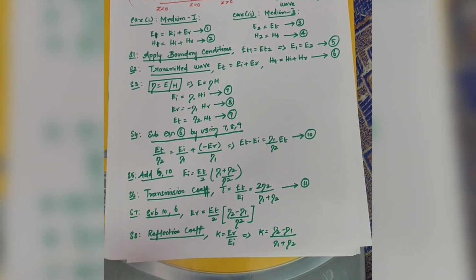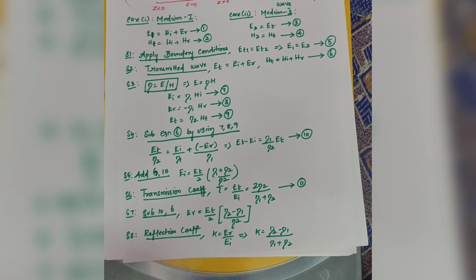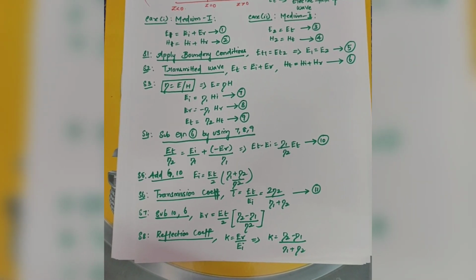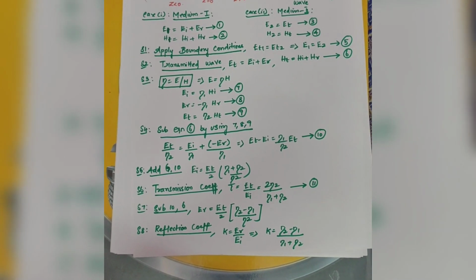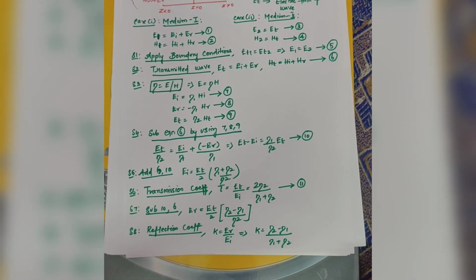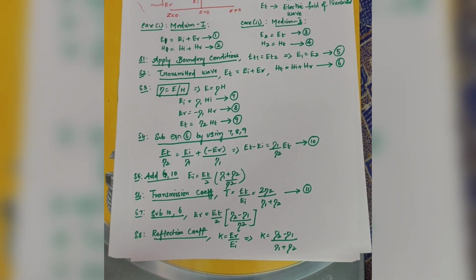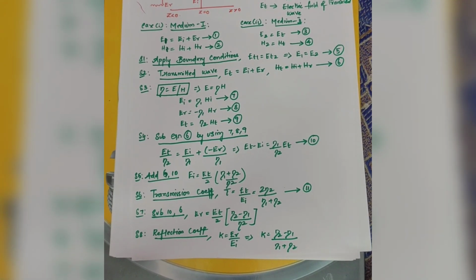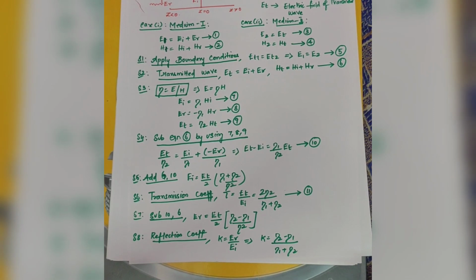Draw the diagram with the boundary of two media. One medium is purely the transmitted medium, the other medium has the incident and reflected waves. Then indicate the construction of the diagram, then represent Ei, Er, Et, similarly Hi, Hr, Ht. Then write case 1, case 2 of medium 1, medium 2 equations, apply the boundary condition, then substitute eta is equal to E by H and find all the parameters. By adding and subtracting the equations, we will get the transmission coefficient as well as the reflection coefficient.